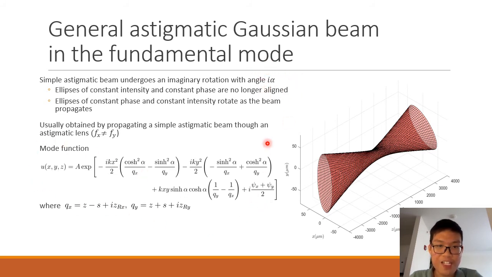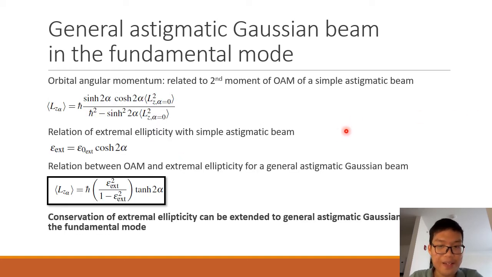That imaginary rotation is shown here as the hyperbolic sines and cosines. So unlike the simple astigmatic beam, this general astigmatic beam actually has a net orbital angular momentum. And we can relate it to the second moment of the corresponding simple astigmatic beam. And we can also relate the extremal ellipticity of the general astigmatic beam to the corresponding simple astigmatic beam, which is something new as far as we know. And as a result, we can also relate this mean OAM to the extremal ellipticity of the general astigmatic beam.